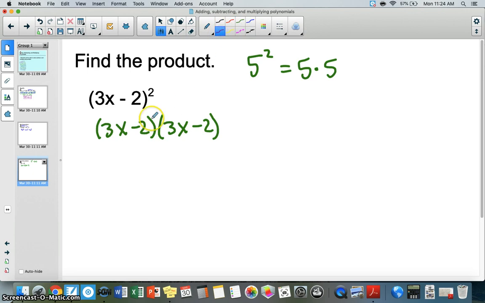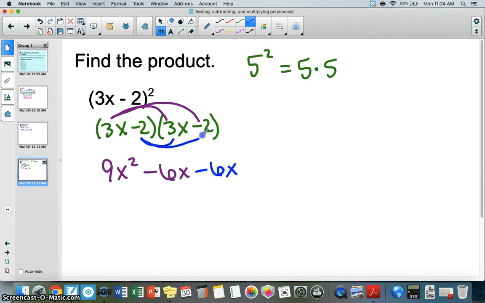Now we're just going to use our double distribution. So I need to take 3x times 3x, which would give me 9x squared. Then I have to do 3x times -2, which is -6x. So first thing I did was distribute the 3x. Now I need to distribute this -2. So -2 times 3x is -6x. And then -2 times -2 is +4.